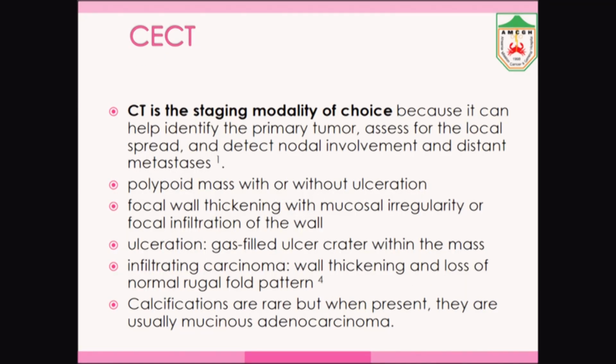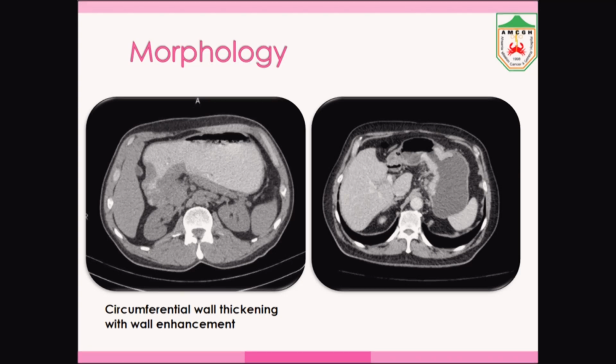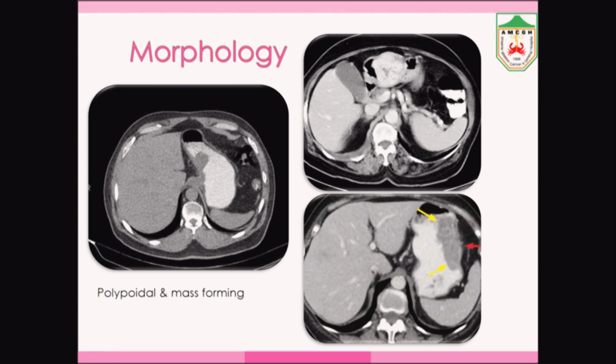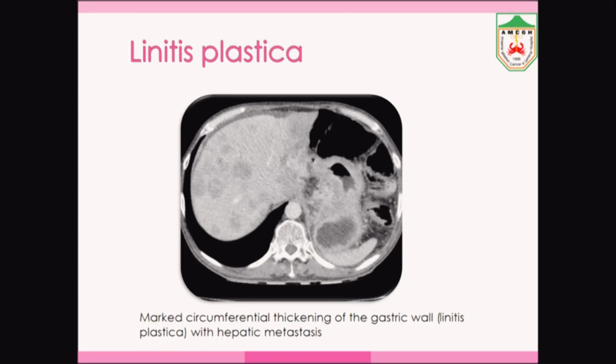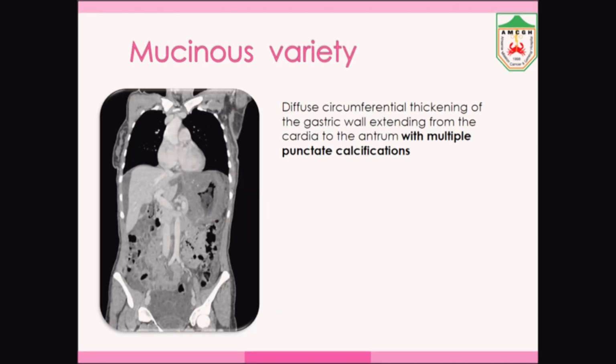CT is the modality of choice for staging. Morphologically it appears as a circumferential wall thickening, polypoidal mural thickening, or as a mass lesion. Linitis plastica is another variety showing diffuse wall thickening extending from the cardia to the antrum region. And this is the mucinous variety showing multiple punctate lesions along with the wall thickening.